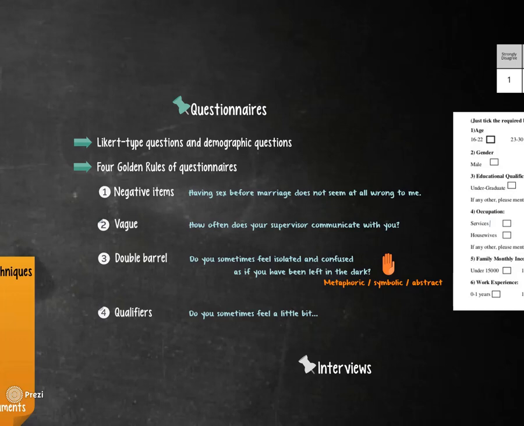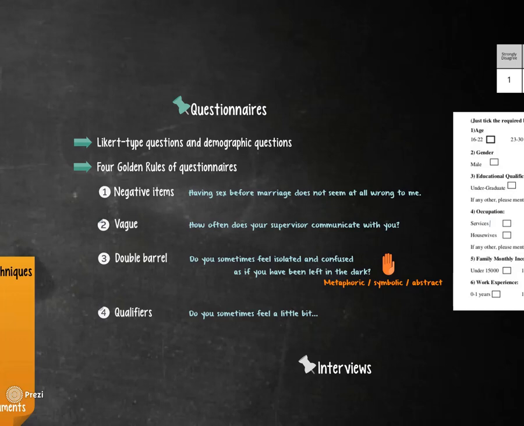Next, you should avoid vaguely phrased items. See, for example, this item. So I might feel that, yes, my supervisor says hello to me every morning, but he doesn't really talk to me otherwise. How would I then answer this question? Be as clear as you can be in all of your items. It should be obvious to your respondents what you mean by your items.